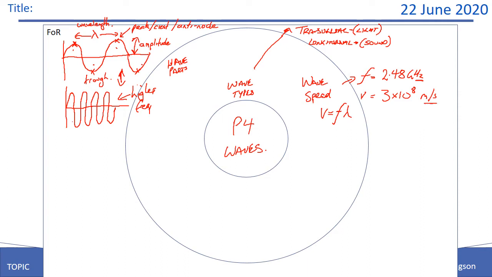So straight away we need to find our wavelength in this equation. So I'm going to rearrange it. Velocity equals frequency times wavelength. I want to know wavelength on its own. So I'm going to do wavelength here: velocity divided by frequency equals that.